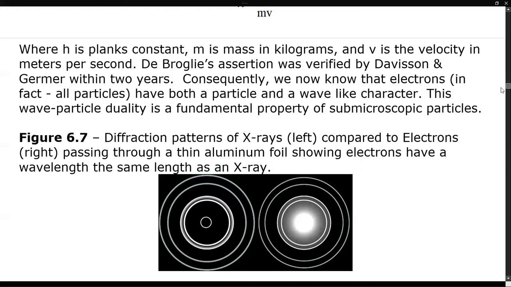The experimental evidence was the result of X-rays compared to electrons passing through aluminum foil. It shows that the electrons had about the same wavelength as an X-ray. You see a little bit more of a blob in the middle for an electron because it's a bigger particle, but hey, those diffraction patterns look pretty similar, indicating that the electron definitely does have wave properties.